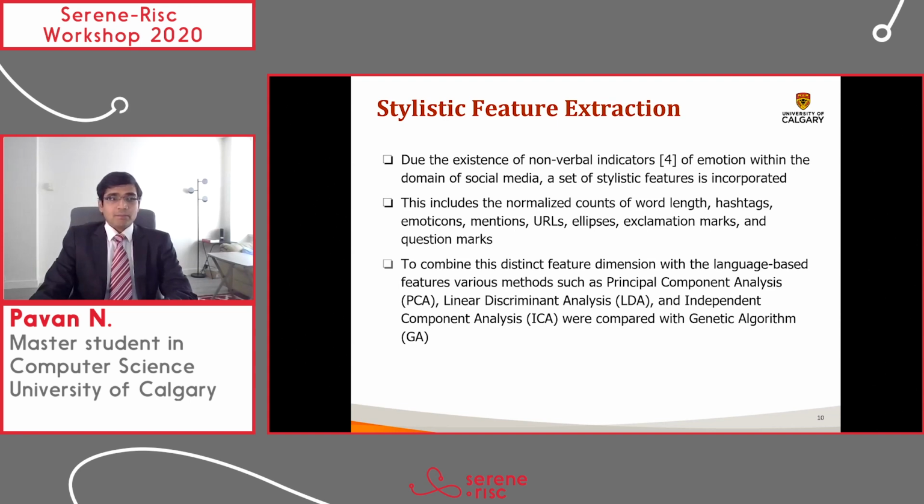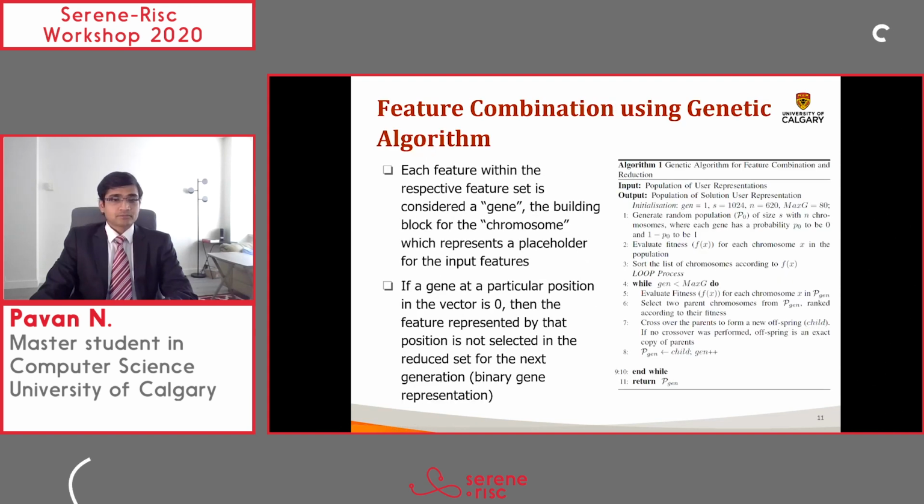To combine these distinct feature sets, for example, the frequency-based, co-occurrence-based, and context-based, as well as the stylistic features, we experimented with different feature reduction techniques such as PCA, LDA, independent component analysis, as well as genetic algorithm. And it revealed that genetic algorithm is able to combine the distinct feature sets in the best possible manner.